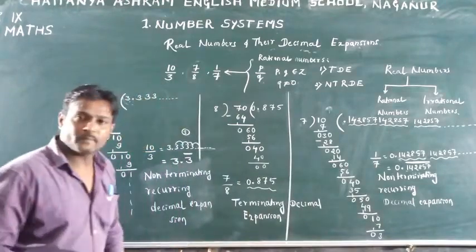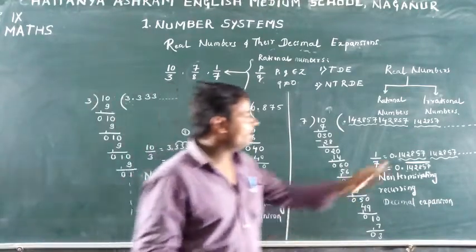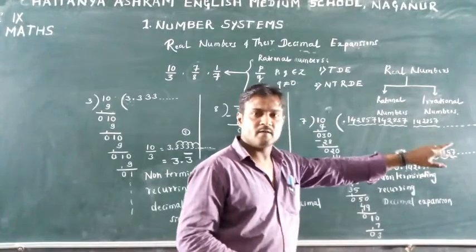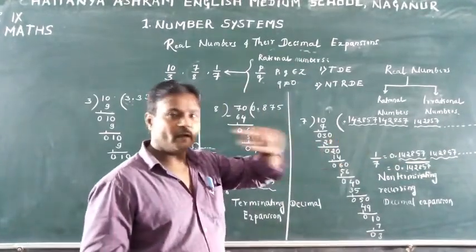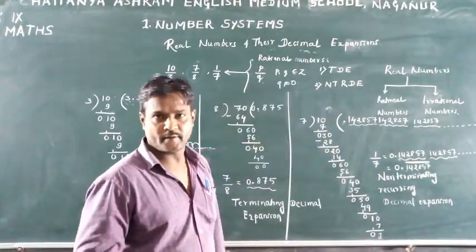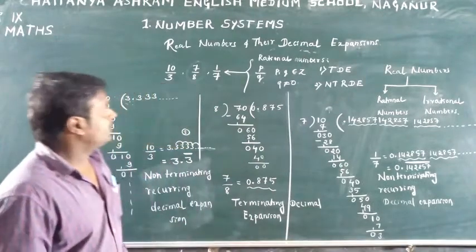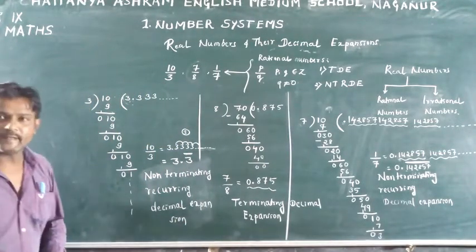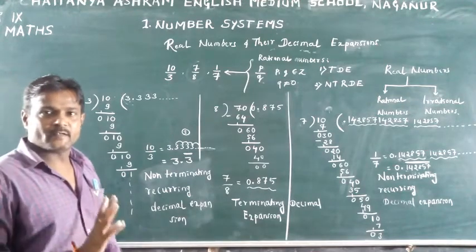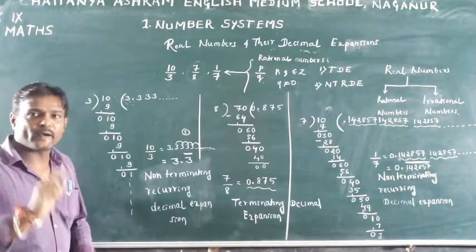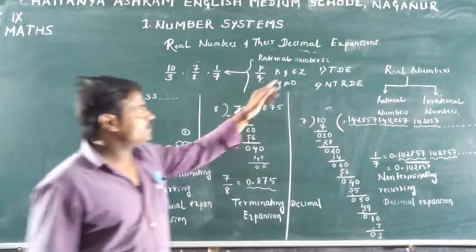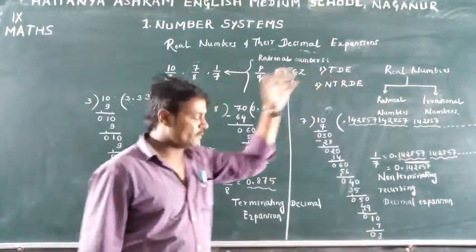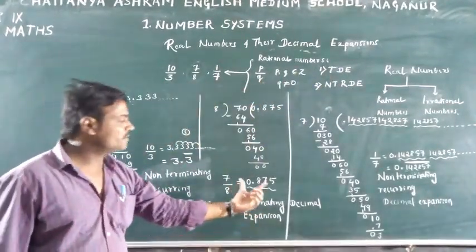This is the way of representing repeating digits. Write the repeating digits and write the bar over those. Clear? So this is about the decimal expansion of rational numbers. How many kinds does it have? 2 kinds. One is terminating decimal expansion, where the division process ends. This is an example.